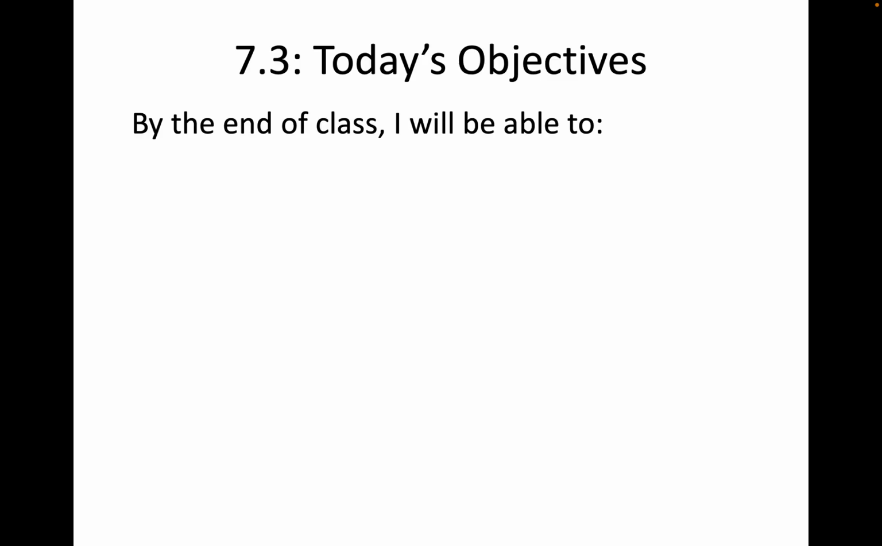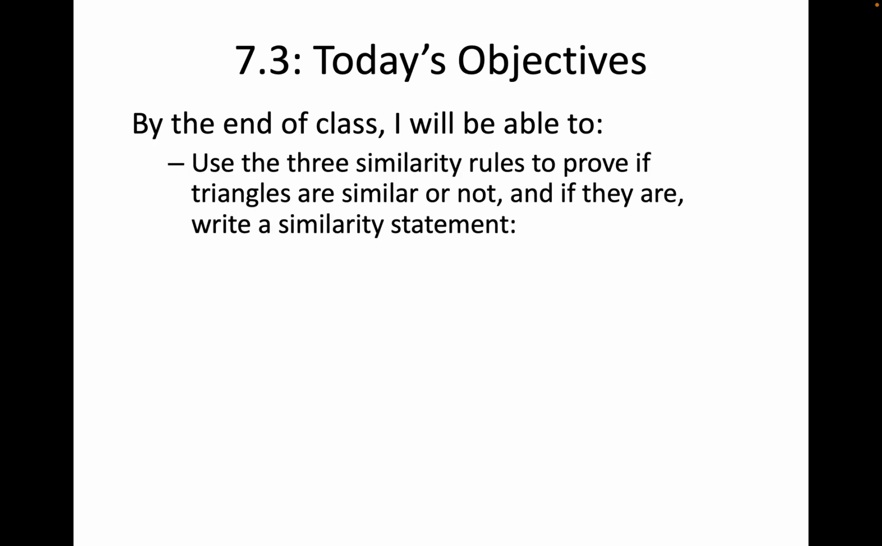Today's lesson is continuing Chapter 7, 7.3, Proving Triangles Similar. And today we have three main objectives. By the end of class, you will be able to use the three similarity rules to prove if triangles are similar or not, and if they are, use it to write a similarity statement.